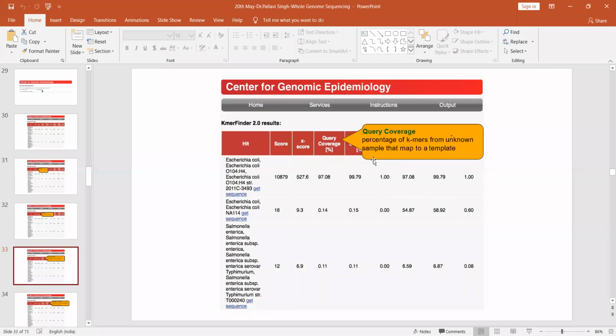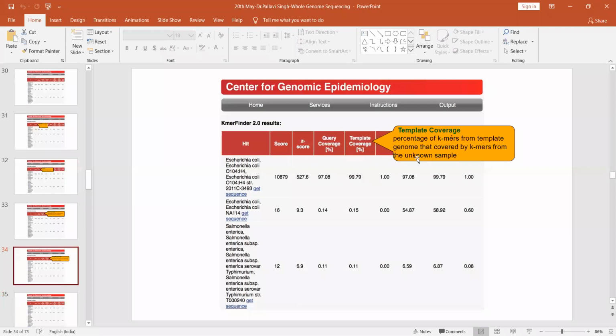Next is my query coverage. It tells us what is the percentage of K-mers from unknown sample that have mapped to a template in our database. So you can see the value here is 97.08, very good result. That means 97% of the K-mers from our unknown sequence are mapped to the E. coli template. So I can say with confidence that my unknown species is E. coli and this is strain O104:H4. So query coverage tells us the percentage of K-mers from unknown sample that map to a template.